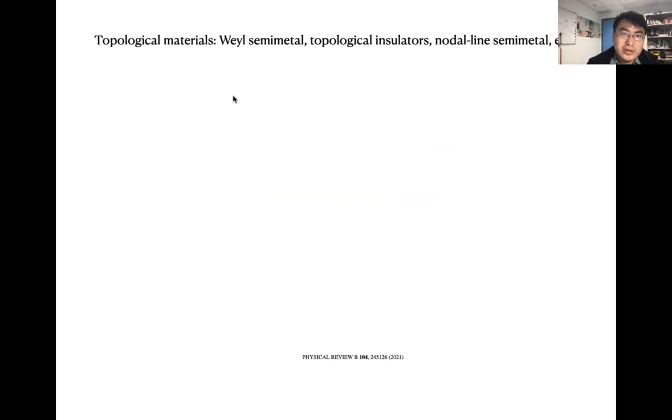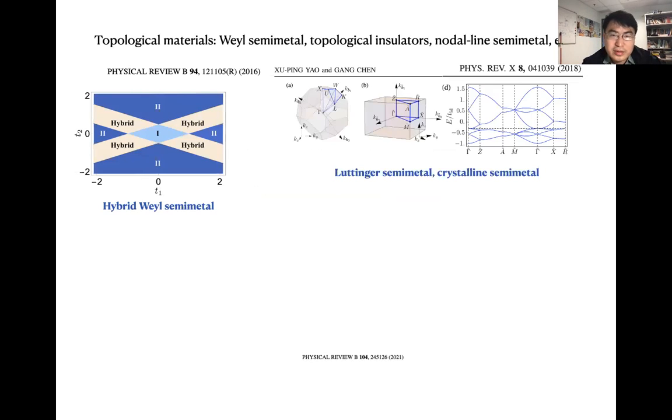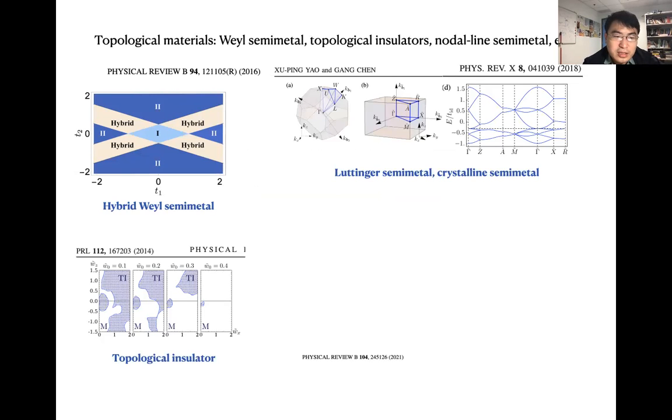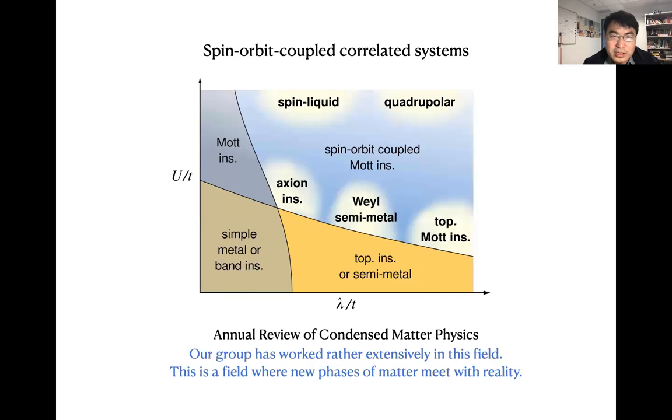Our group works extensively on topological materials such as Weyl semi-metal, Luttinger semi-metal, crystalline semi-metal, topological insulators, nodal line semi-metal, axion insulator, magnetic Weyl magnons, etc.